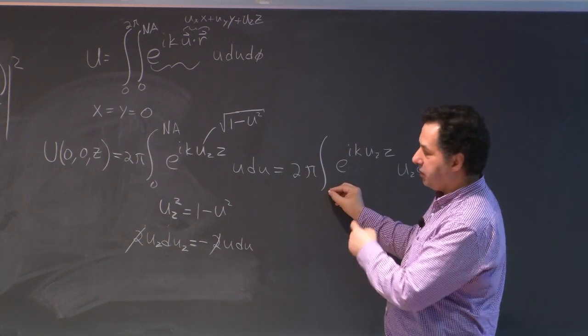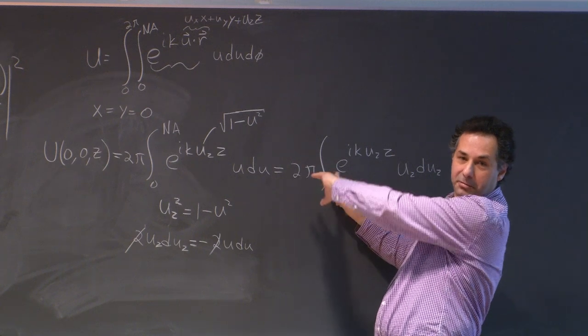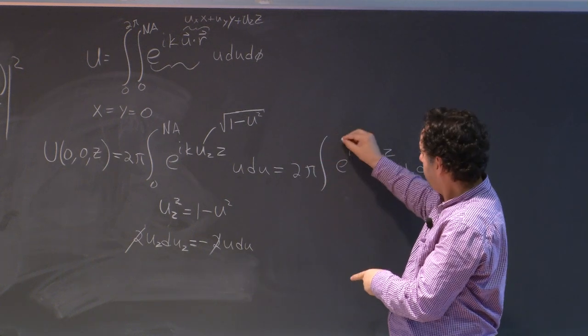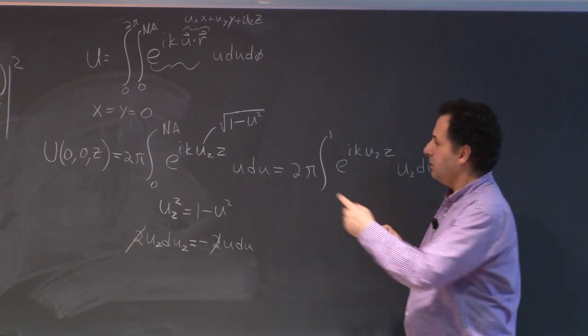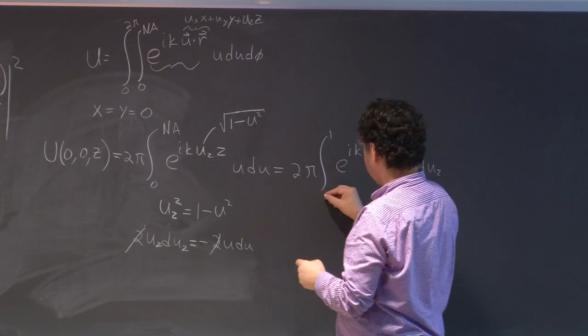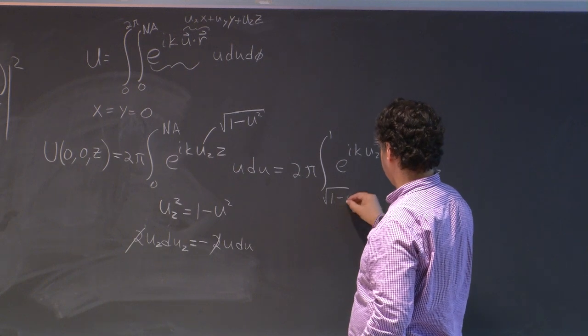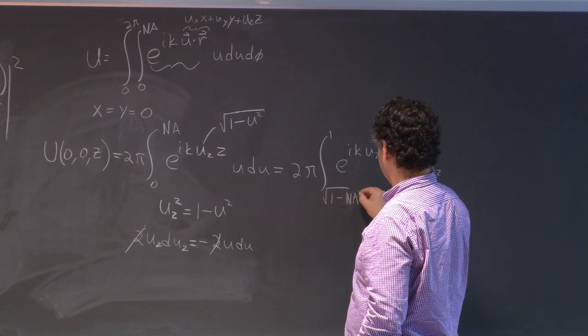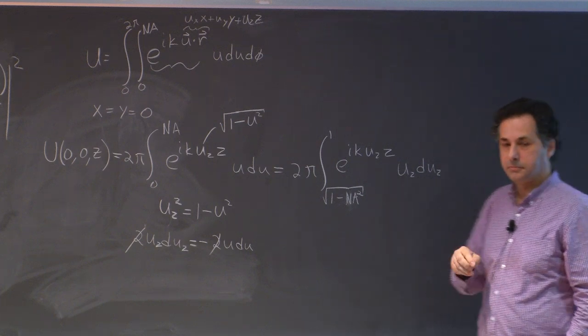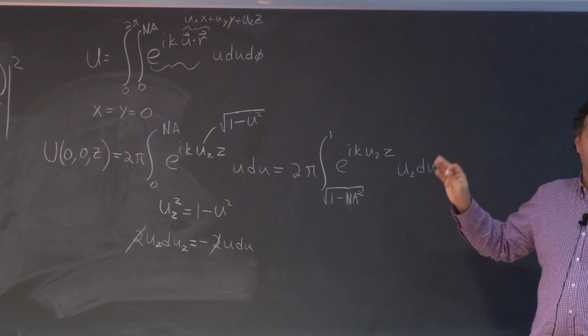So that would be down here, but I have another minus sign that I haven't used, so I'm going to use that to flip this. And then when u is NA, this is just the square root of 1 minus NA squared. Can we evaluate this integral?